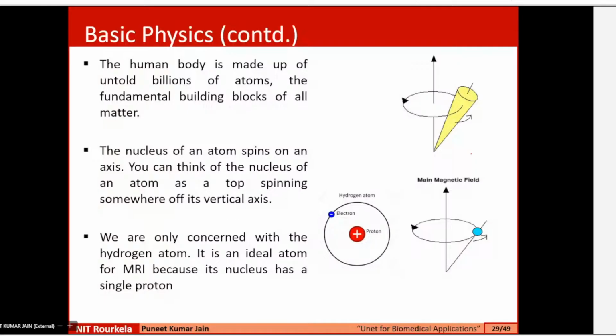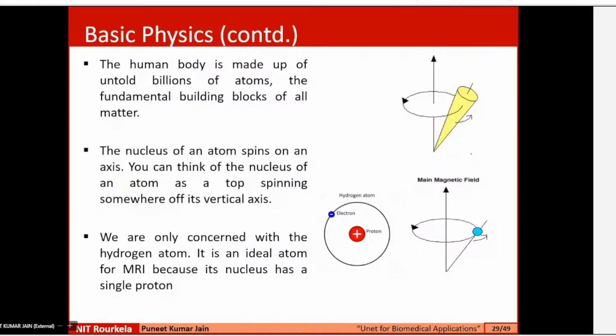Specifically in hydrogen, there is only one proton, right? And we want to observe the spinning mechanism of this proton. It would be easy to measure the spinning mechanism of this proton, and that's why we are interested to measure the presence of the hydrogen and the characteristics of this particular proton available in the hydrogen.